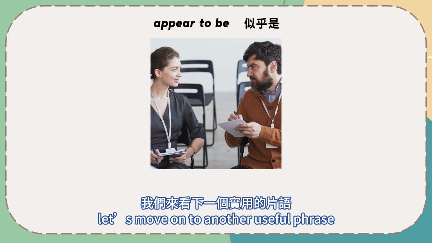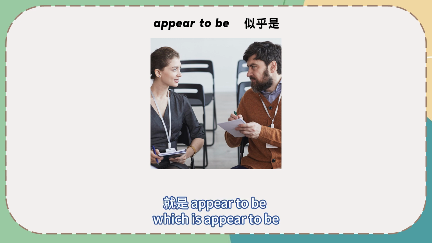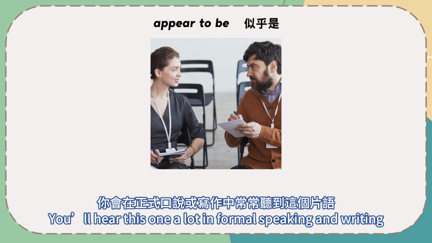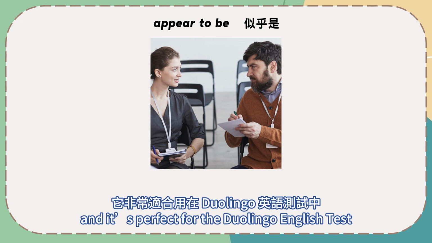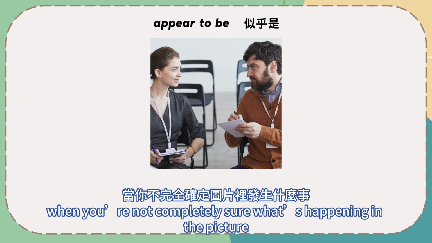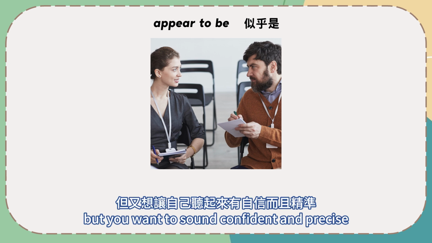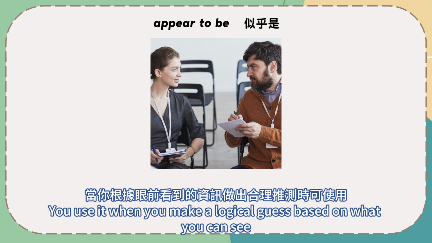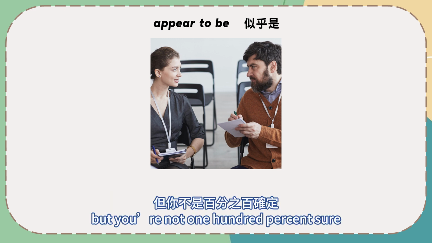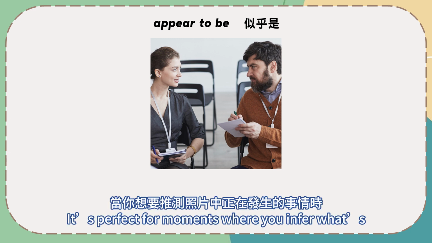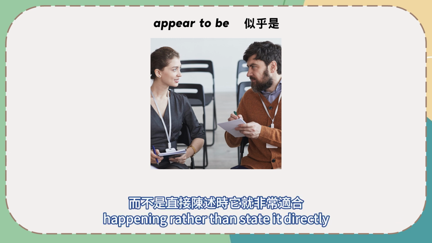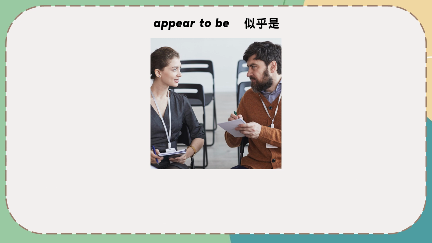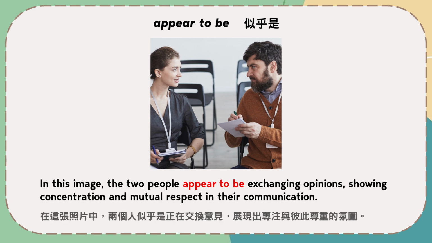All right, let's move on to another useful phrase, which is appear to be. You'll hear this one a lot in formal speaking and writing, and it's perfect for the Duolingo English test when you are not completely sure what's happening in the picture, but you want to sound confident and precise. You use it when you make a logical guess based on what you can see, but you are not 100% sure. It's perfect for moments where you infer what's happening rather than state it directly. In this image, the two people appear to be exchanging opinions, showing concentration and mutual respect in their communication.